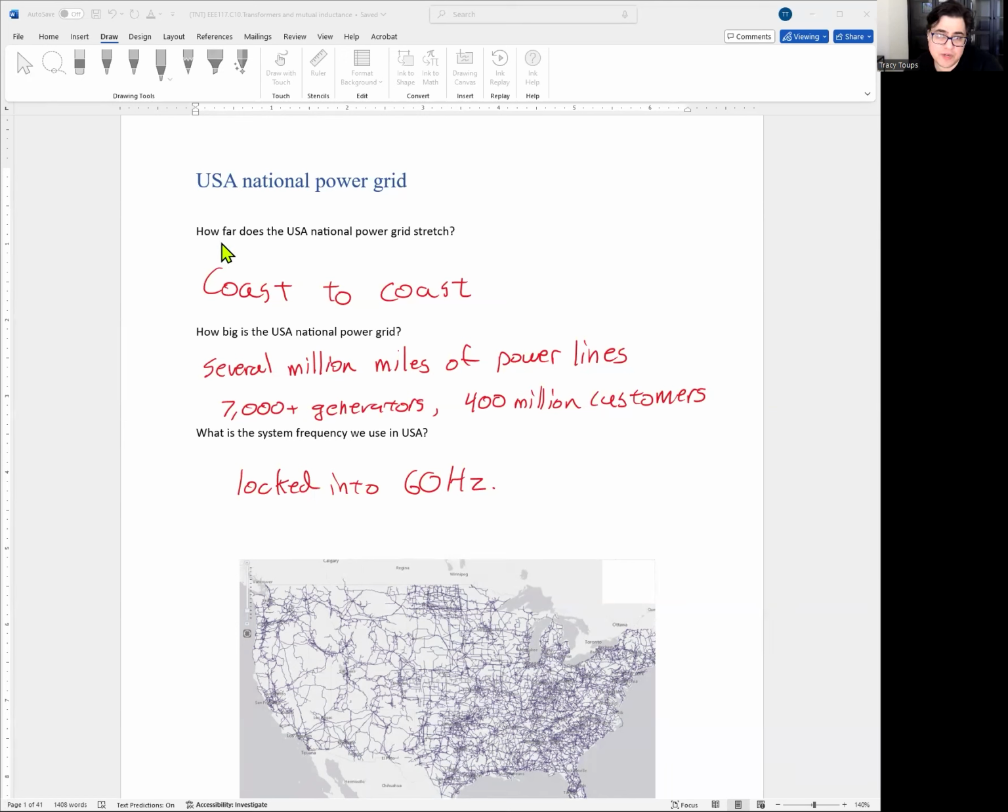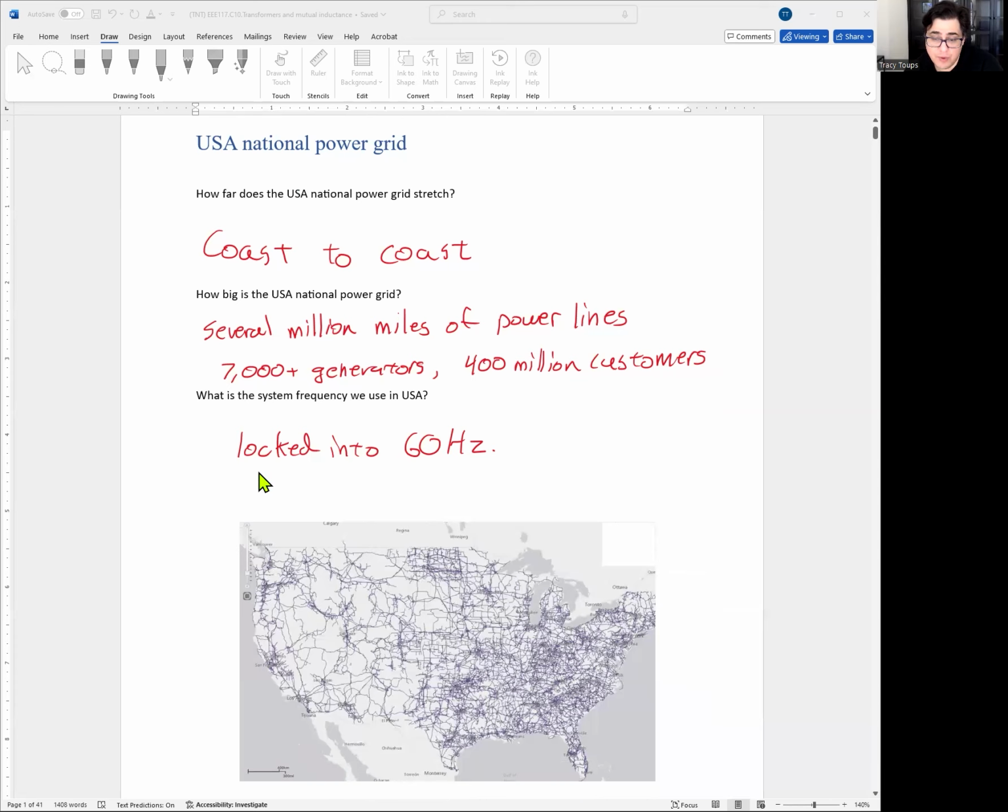So let's talk about what the U.S. national power grid is. How far does it reach? For one, it reaches coast to coast. The West Coast is all the way here, the East Coast is all the way there. This is an image of all the transmission lines in the United States. How big is the U.S. power grid? Several millions of miles of power lines.